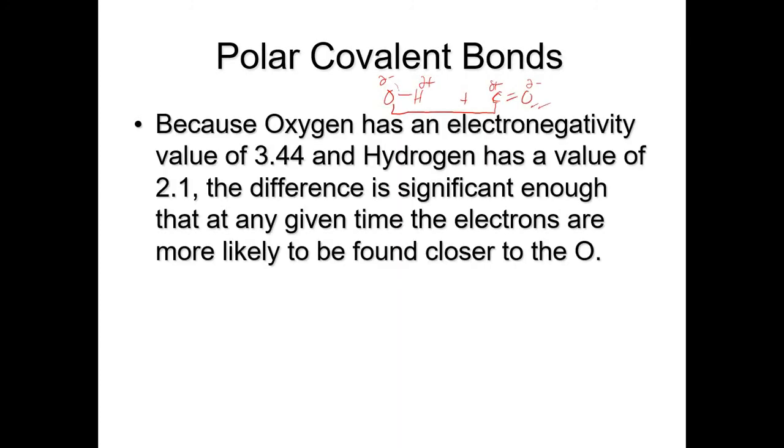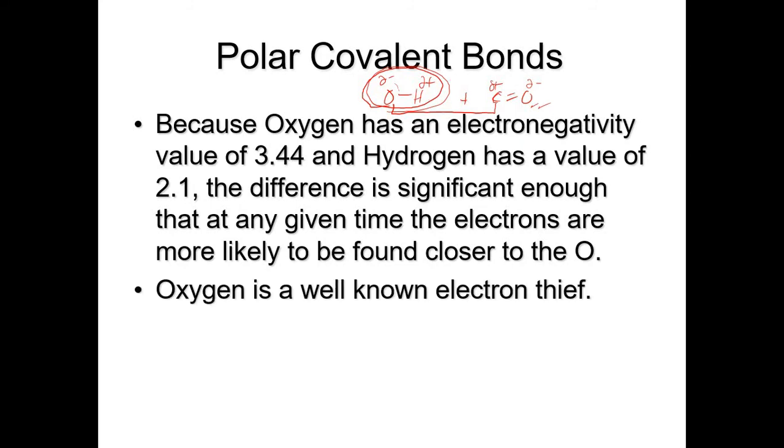So this is what I told you about polar covalent bonds. So you have covalent bonds, but this creates partial negative and partial positive charges because of the electronegativity value. Diba? So that's actually the reason why oxygen is a well-known electron thief. So whenever you have oxygen bonded to another atom, most likely oxygen will be the more electronegative because oxygen is a well-known electron thief. So most likely naagid na sa oxygen ang electron density.